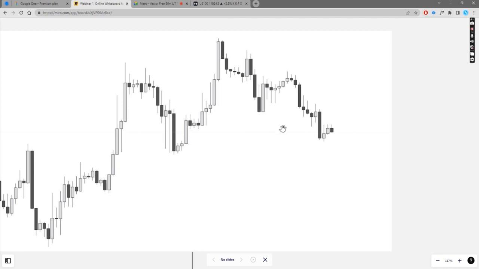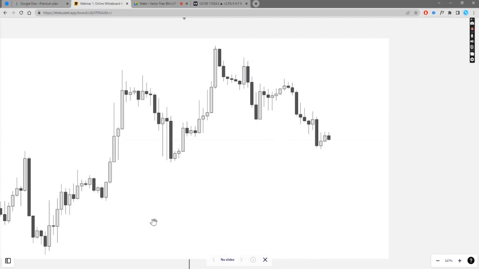Okay, how about for sells? If we're looking to do a sell, would you sell from here? Would you sell from up here? We'll say this is 1, 2, and then 3. What do you think about that?